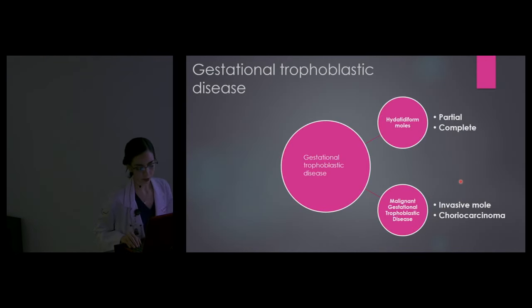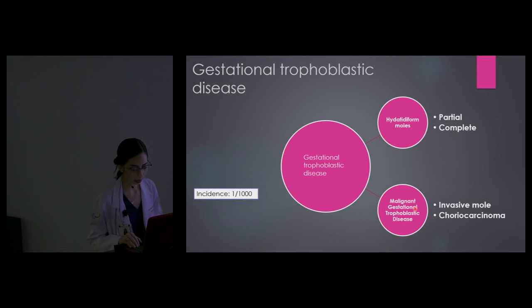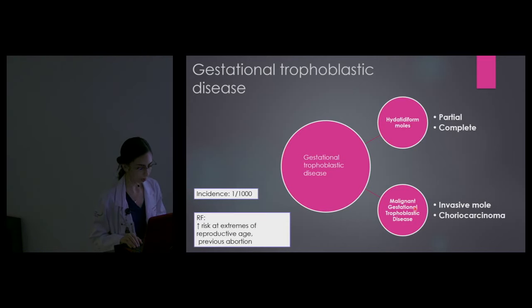So our ultrasonographic findings consist of a complete hydatidiform mole, which is part of the gestational trophoblastic disease, which classifies into hydatidiform moles with partial and complete form, and malignant gestational trophoblastic disease with the invasive mole and the choriocarcinoma. This occurs in about 1 pregnancy out of 1,000, and the risk increases at the extremes of the reproductive age and with previous abortion.